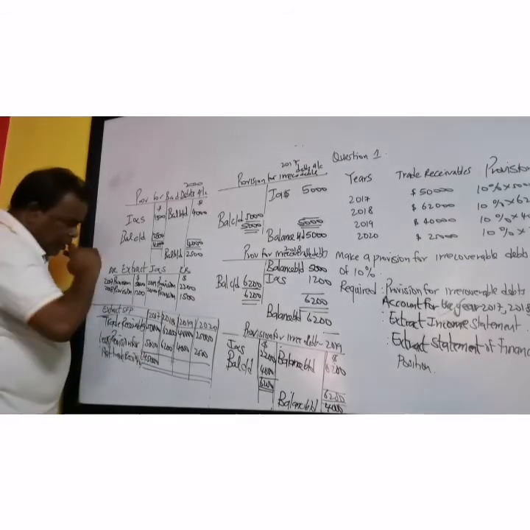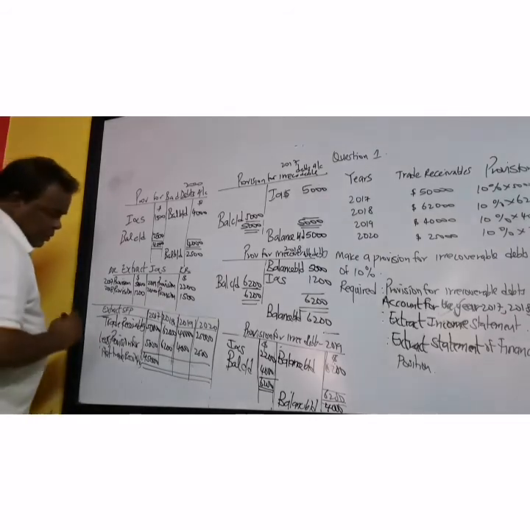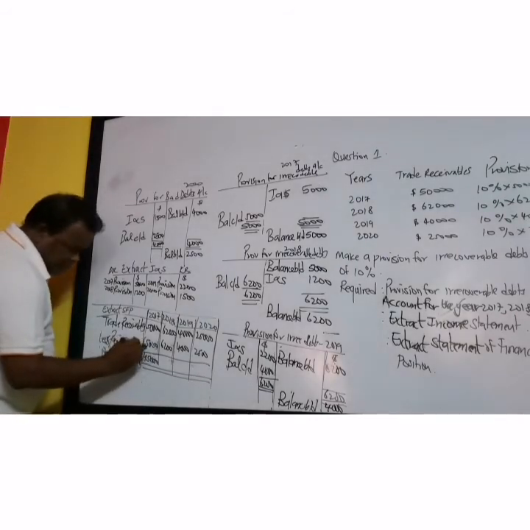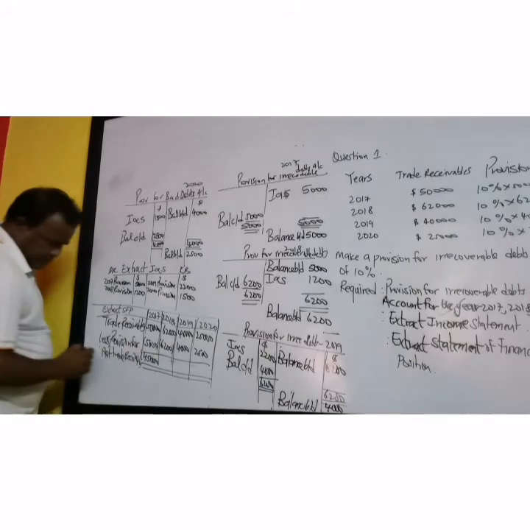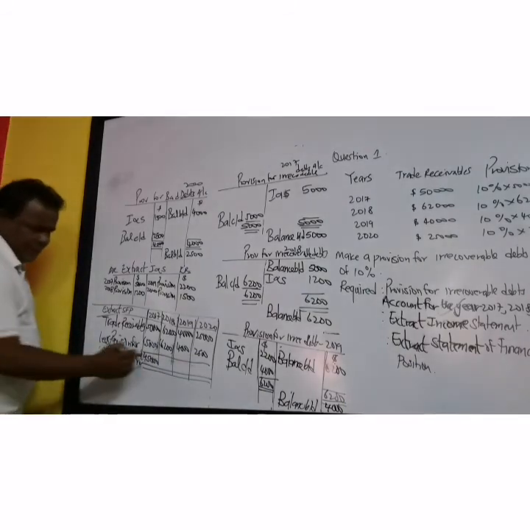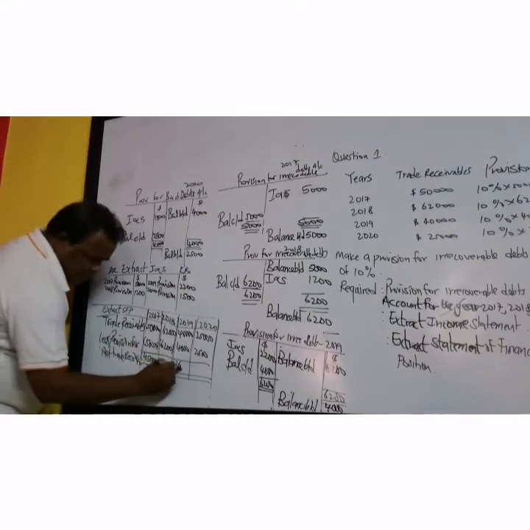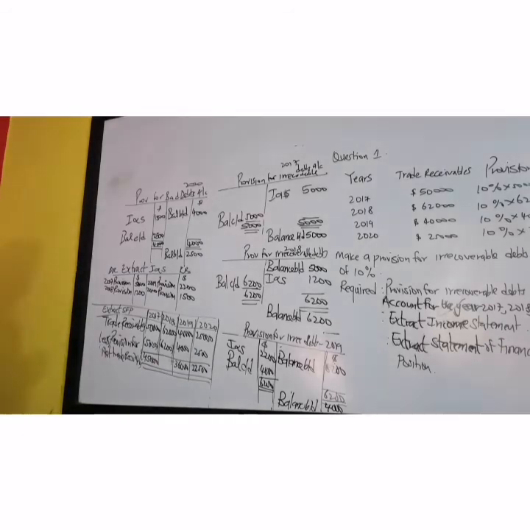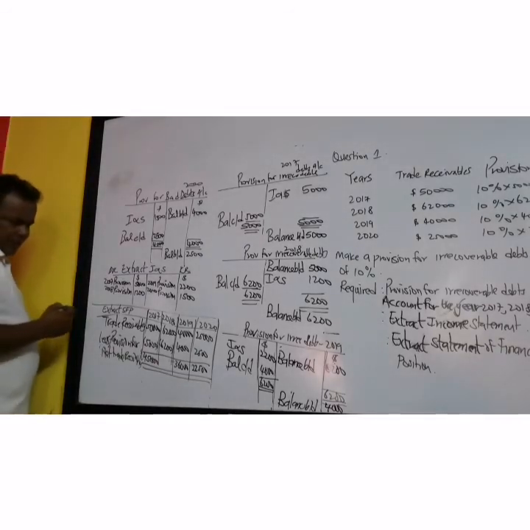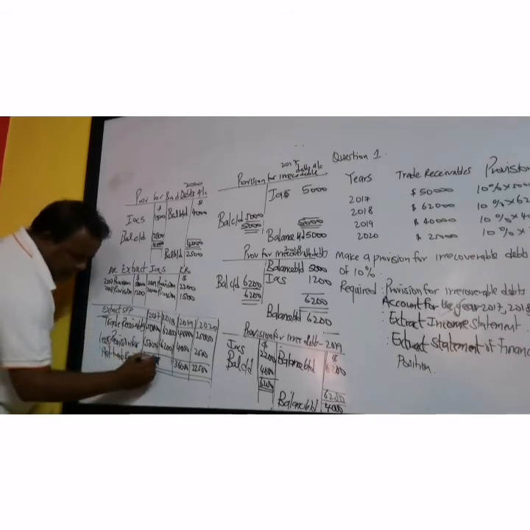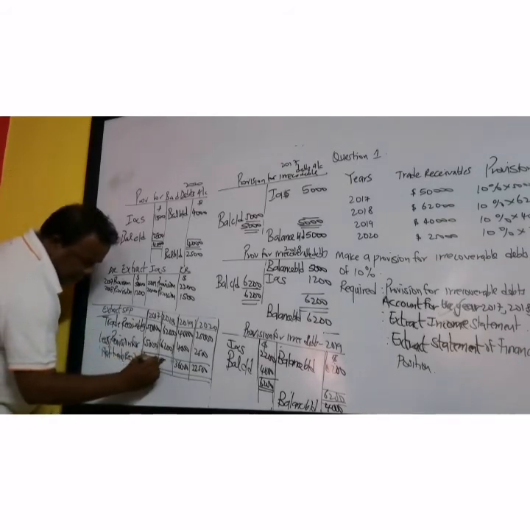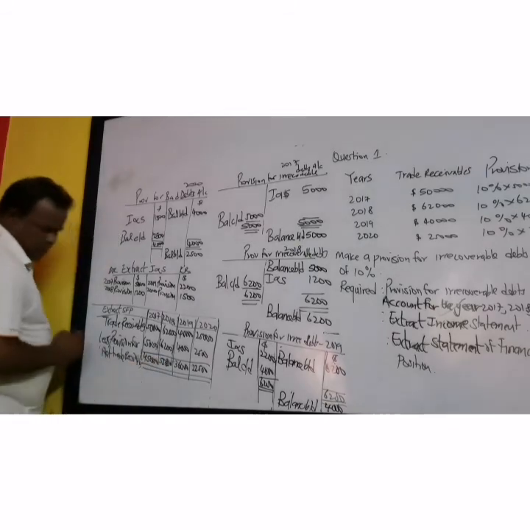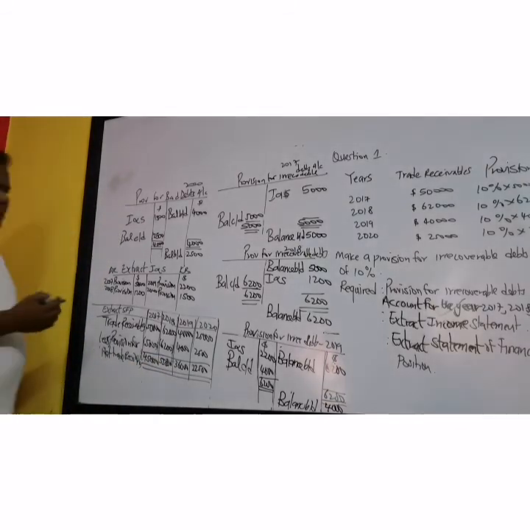And this one, 62,000 minus 6,200, this one, 36,000. And this one, 22,500. You have to calculate it.